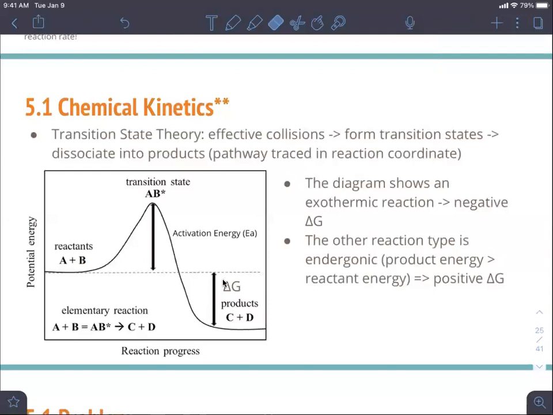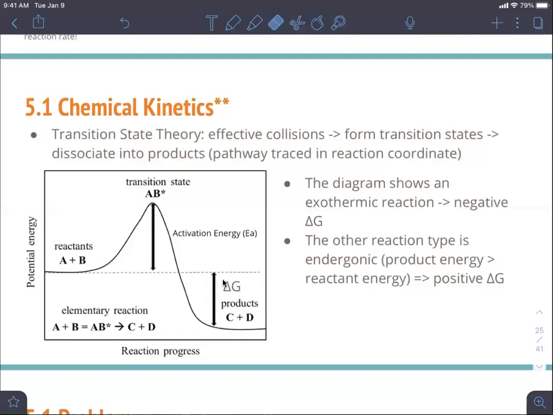The transition states happen for milliseconds, so they're theoretical. We expect this to happen, but you're never going to actually collect it. If you do a reaction, you'll never collect a product that's a transition state, because they happen for nanoseconds or milliseconds, if that.